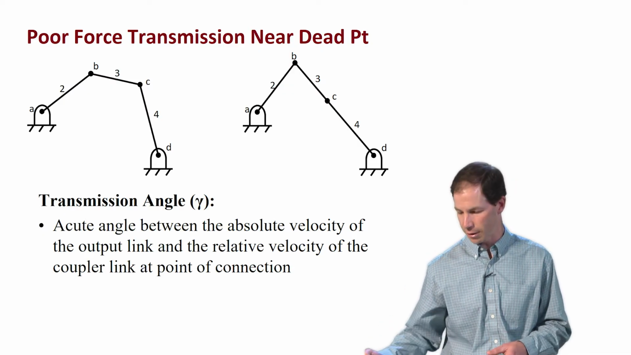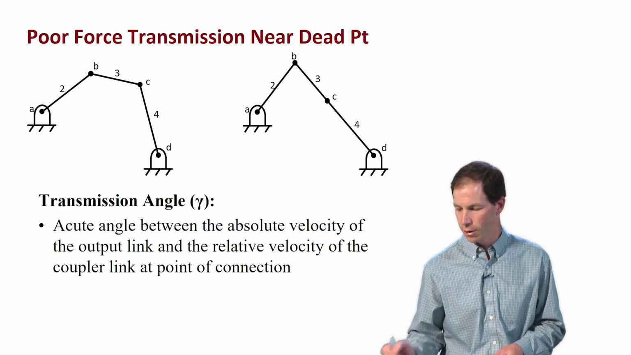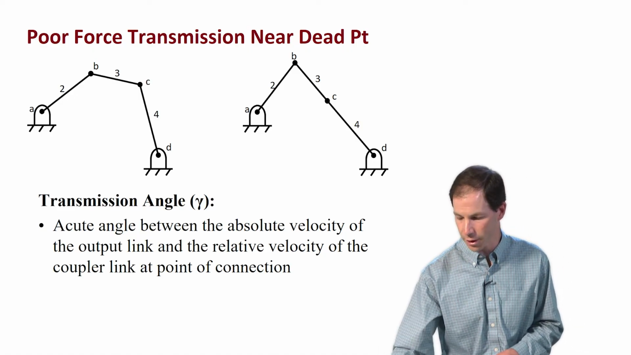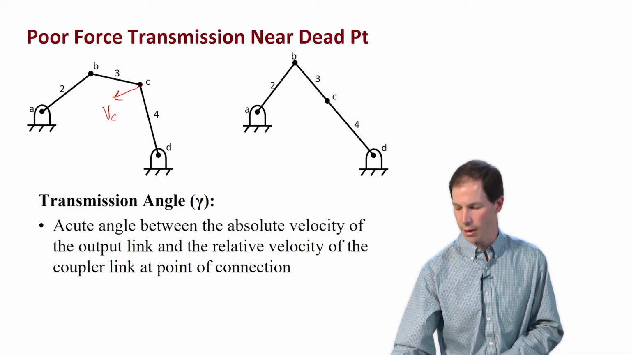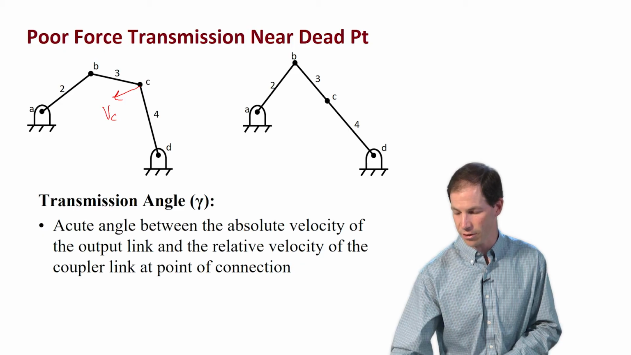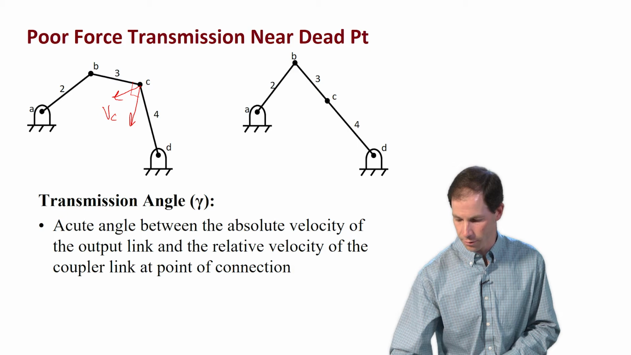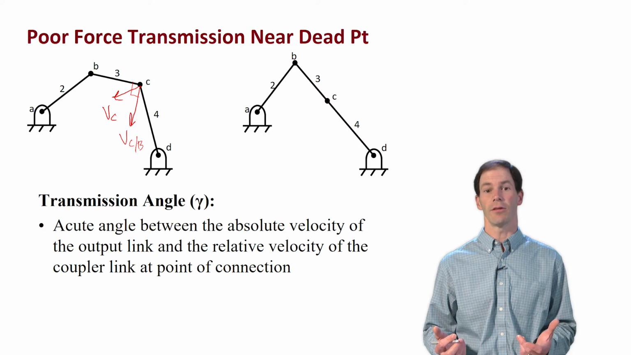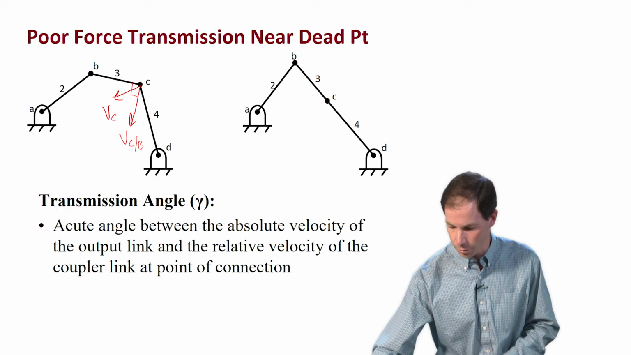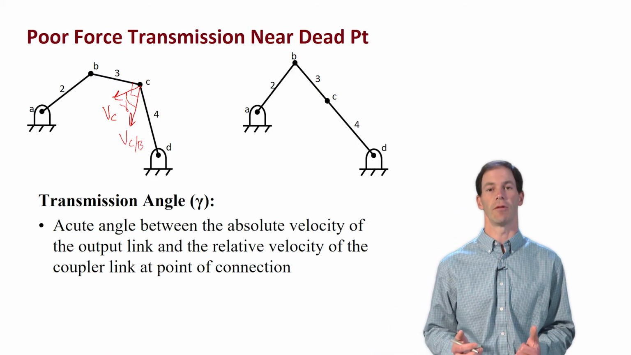Let me see if I can sketch this to make it make a little bit more sense. So first of all, the absolute velocity of the output link. If I think about link 2 as the input and link 4 as the output, I can have a velocity vector right here, and this will be the velocity of point C. And then I can have the relative velocity of the coupler link at that point C. So this is the velocity of point C relative to B. So this would be heading down this way, which is perpendicular to that. So that's the velocity of C with respect to B. And now this transmission angle, this is the angle between the two at this point of connection. So right here, this angle, this is gamma, that is our transmission angle of the mechanism.